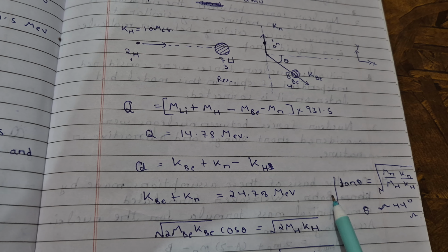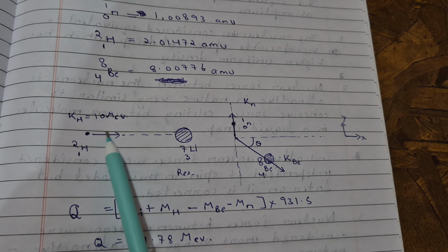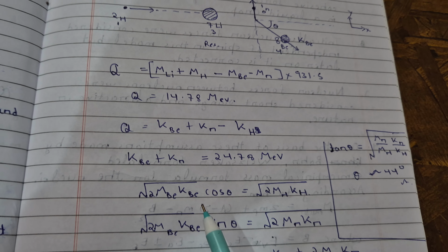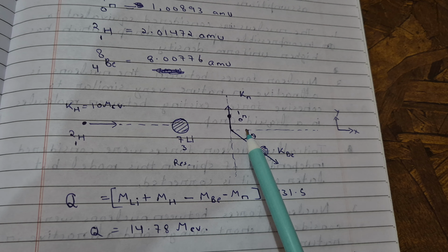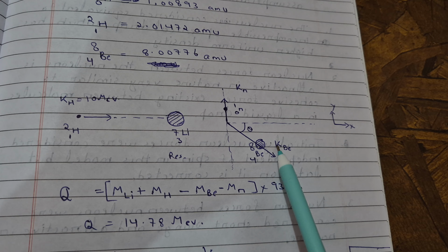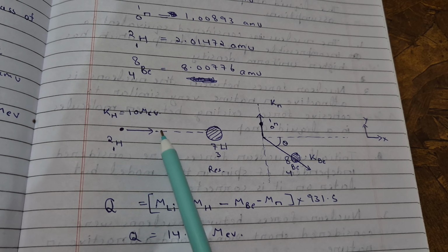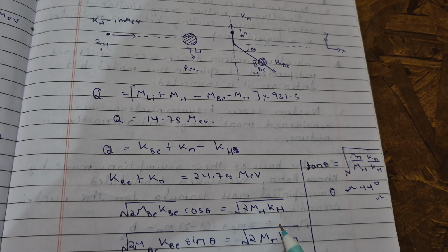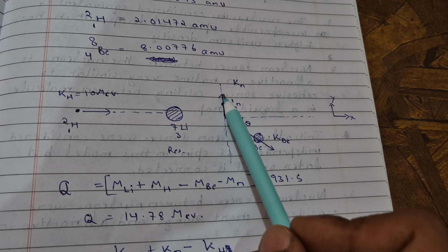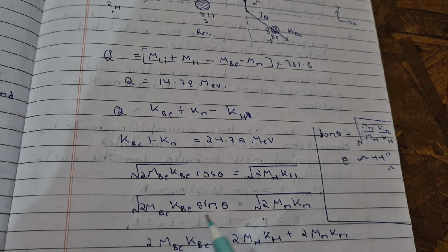So this is your equation 1. We need to find the second equation, and we will equate the linear momentum. On the x-axis, the momentum is under root 2mK. So the x-component: under root mBe KBe cos theta equals under root mH KH, as only the incident particle has momentum on the x-axis. Similarly, the sin theta component must be equal to the momentum of the neutron, so under root mn Kn equals under root mBe KBe sin theta.